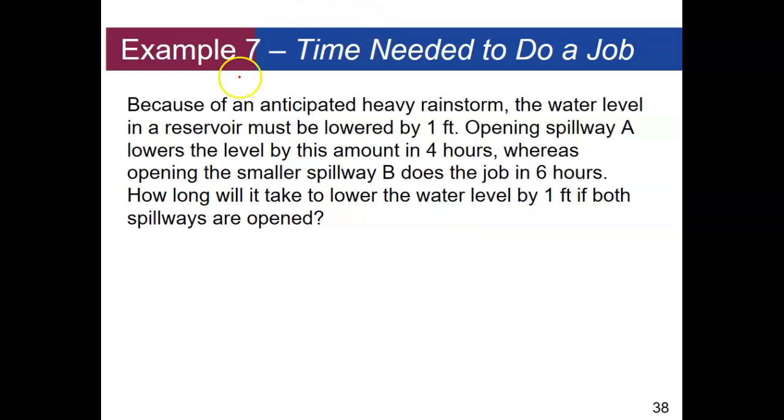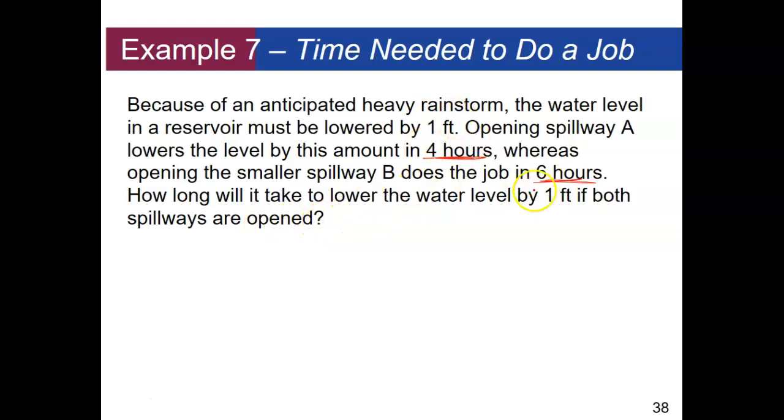Okay, so here's an example. Because of an anticipated heavy rainstorm, the water level in a reservoir must be lowered by 1 foot. Opening spillway A lowers the level by this amount in 4 hours, whereas opening the smaller spillway B does the job in 6 hours. So B is going to take a little bit longer to accomplish the same thing. How long will it take to lower the water level by 1 foot if both spillways are open?